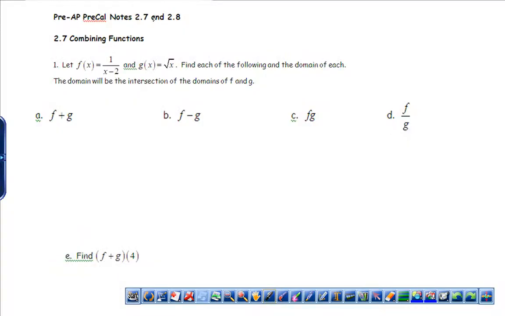This is 2.7 and 2.8 notes. Starting with 2.7, combining functions.